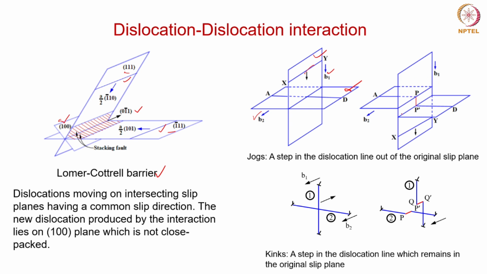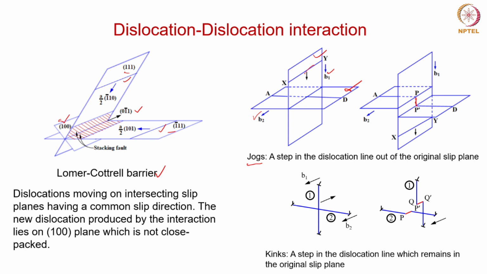So as this dislocation XY with the Burgers vector B1 goes through the second dislocation with the Burgers vector B2, this step is generated over here. This step P prime is generated, okay, on this AD dislocation line. So this kind of step which lies out of the original slip plane is known as a jog.